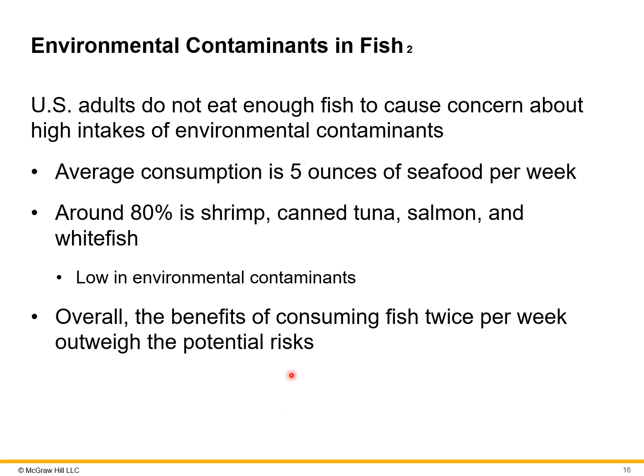All right, so U.S. adults do not eat enough fish. We see that the average consumption is about 5 ounces of seafood per week, and that's generous. I think around 80% of that 5 ounces is actually shrimp, canned tuna, salmon, and other types of white fish like tilapia. These tend to be very low in those environmental contaminants. They are a very small species. So their overall benefits of consuming fish twice per week outweigh any potential risk. And most people can consume well over the 2 servings per week without any needs of concern.